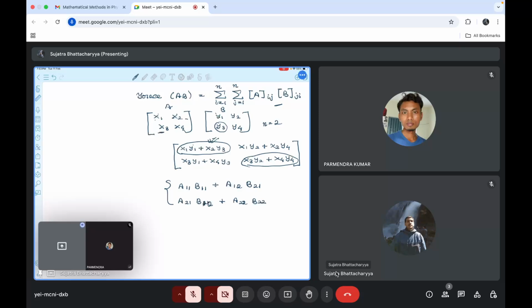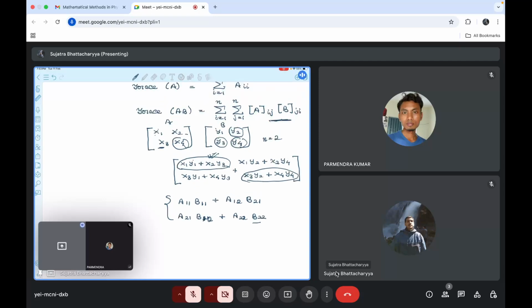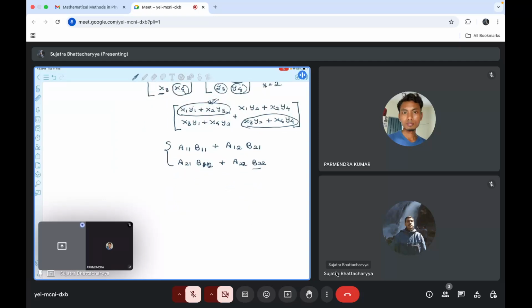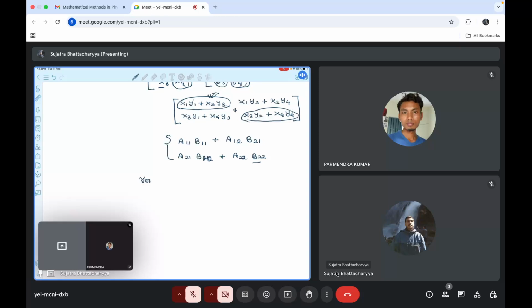a21 b12, a22 b22. Right? So this is the validity. Ultimately, this is the addition which gives you the trace. Correct? This is what is happening. This is how the trace of AB is defined. Similarly, if you have to define the trace of ABC, it is easy. Now you can define it like this.